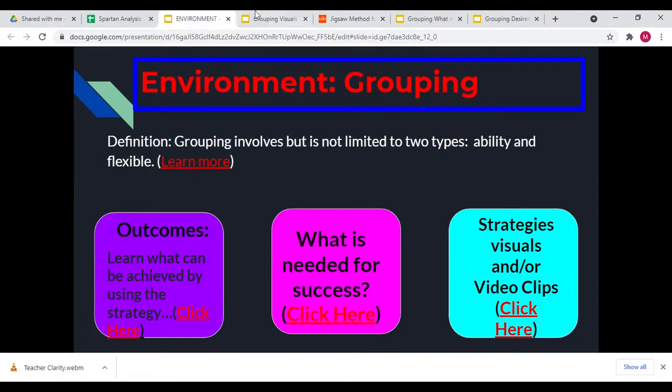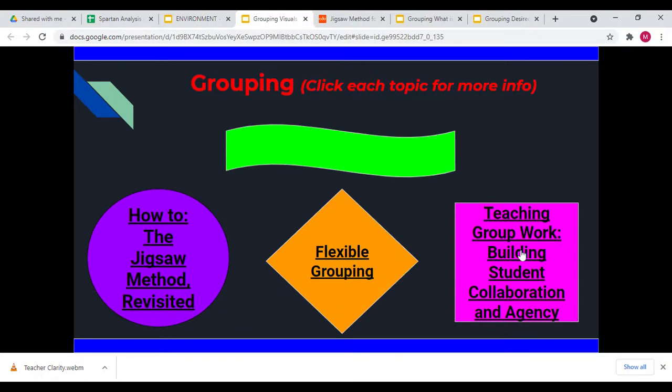We also have flexible grouping, an article dealing with that and different types of flexible groups. We have teaching group work, building student collaboration and agency, and that is a video that shows what grouping may look like in a specific classroom.